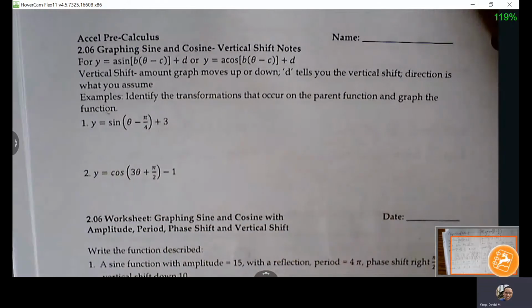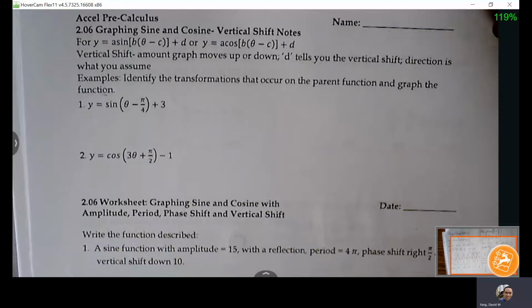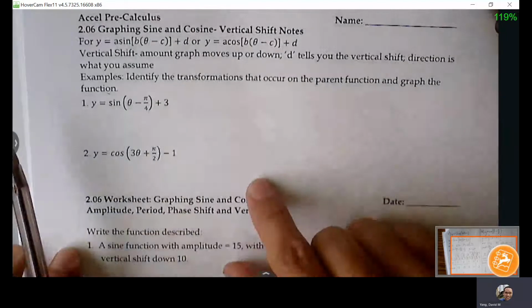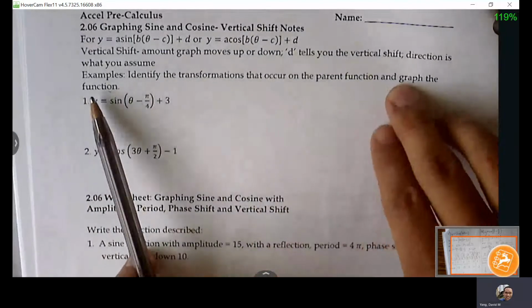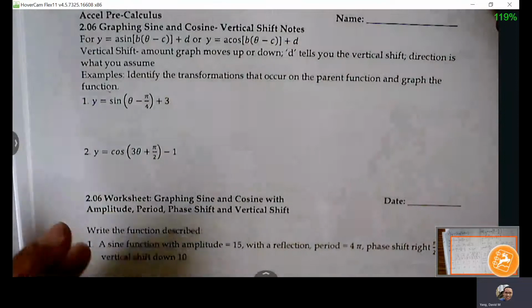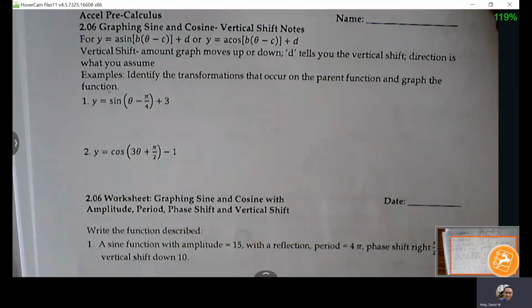Okay, so number 1, we're just going to identify some transformations, and right now we're not going to graph just yet. So we're going to get comfortable writing our transformations, and then on page 13 we'll practice with our graphing.